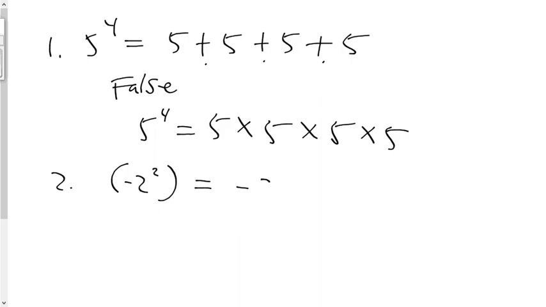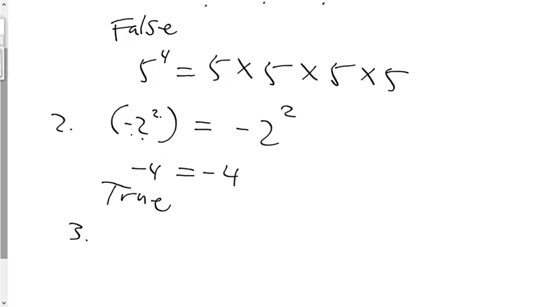Question 2 says negative 2 in brackets with a 2 inside the brackets is the same thing as negative 2 there. Well, the first thing you have to realize is that negative 2 with the 2 inside or outside are completely different things. This is negative 2 squared. This is the opposite of 2 squared, which is going to be negative 4. And this is also the opposite of 2 squared, which is negative 4. So therefore, it is true, they are both equal to negative 4.